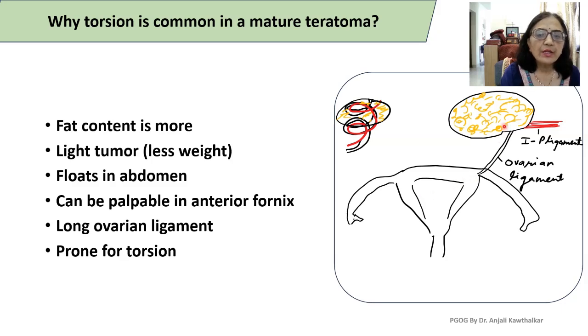It stretches the ovarian ligament, and that is why it is more prone to torsion. In the torsion, what is included is the infundibulopelvic ligament, ovarian ligament, sometimes the fallopian tube also, and the tumor itself. These are the structures involved in the twist or torsion.